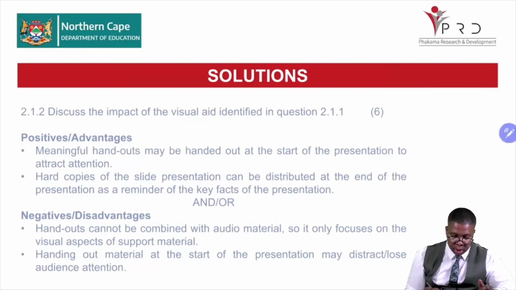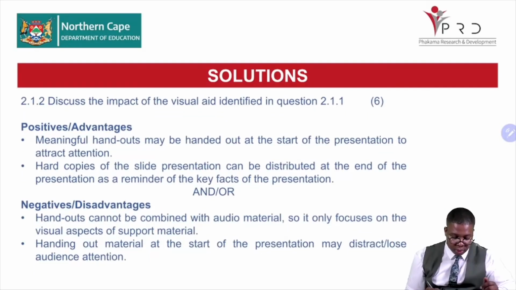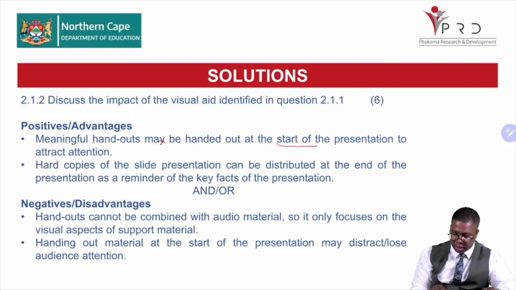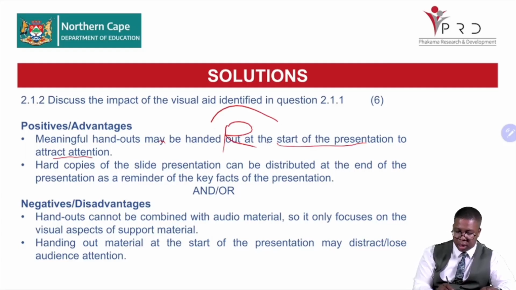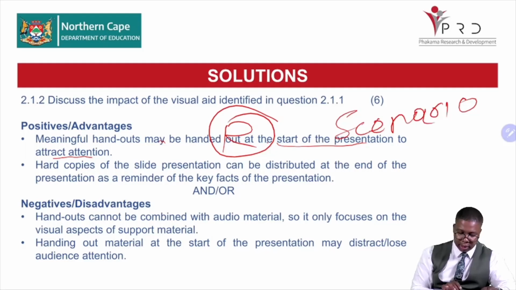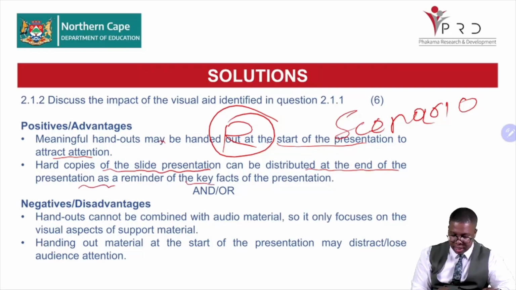Then let's look into the positives now, and the negatives, discussing the impact of the visual aid identified, which was the handout. Meaningful handouts can be handed out at the start of the presentation to attract attention. We won't give this one a mark because it's a repetition. We saw it from the scenario. Scenario has this statement, and hard copies of the slide presentation can be distributed at the end of the presentation as a key reminder of the key facts of the presentation.